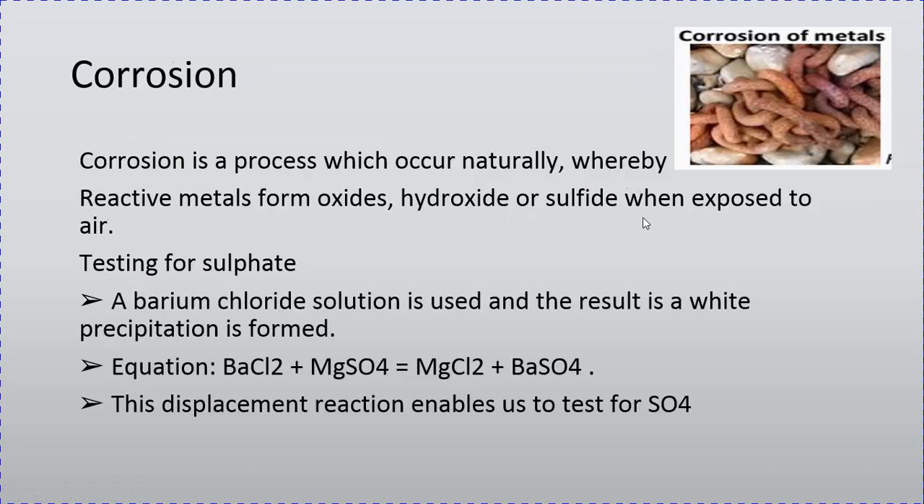And then we have what we call corrosion. Corrosion is a process which occurs naturally where reactive metals form oxides, hydroxides, or sulfides when exposed to air. Testing for sulfate: a barium chloride solution is used and the result is a white precipitate. The equation is barium chloride and MgSO4 equals MgCl2 plus BaSO4. This displacement reaction enables us to test for SO4, sulfate.